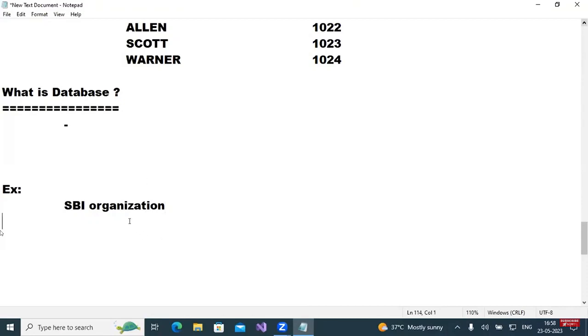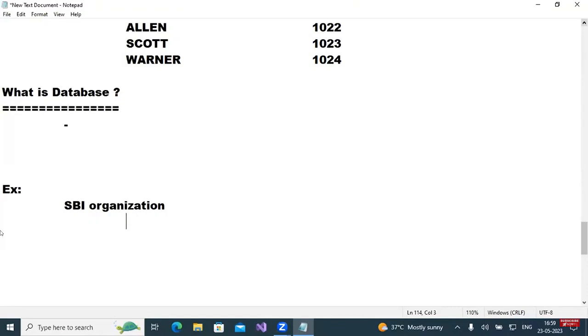Okay, so now we can see, suppose SBI organization people came to our company. For example, we have one X company. So we are all developers, we are all employees in the company. So who is my client? SBI. SBI is my client. So they will come to us and ask, can you develop one database application for my SBI bank?